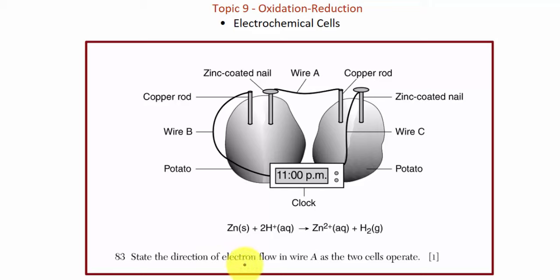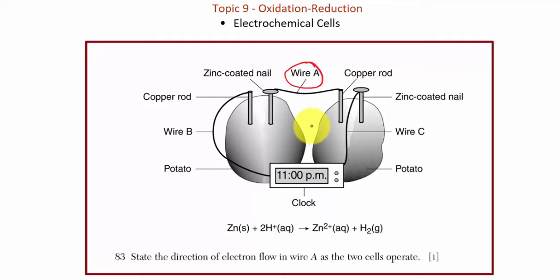Question number 83. State the direction of electron flow in wire A as the 2 cells operate. You can see that wire A is connected to a zinc-coated nail and a copper rod in the other potato here. So we're comparing the activity taking place on the surface of the zinc-coated nail and on the surface of the copper rod, and we want to know which way the electrons will flow.